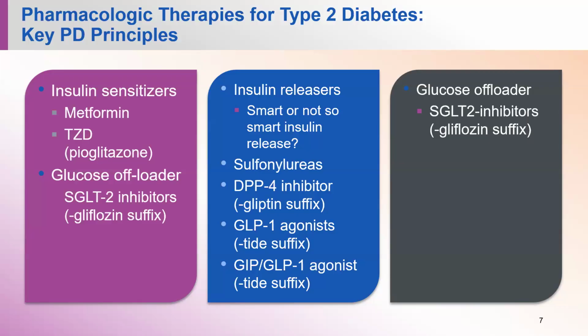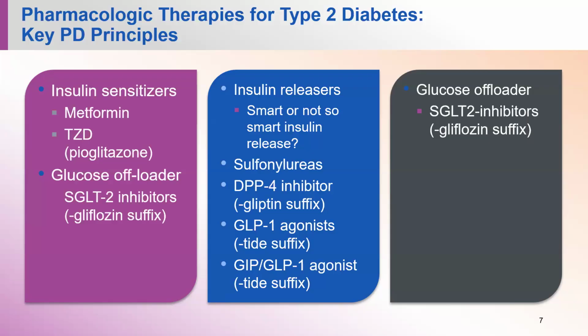So that's a drug like semaglutide, Ozempic. Everybody knows what Ozempic is, and Wegovy. And the GIP, GLP-1 agonists, and to be honest with you, I kind of lump the GIP, GLP-1 agonist and the GLP-1 agonist together into one group. And the GIP, GLP-1 agonist, there's only one in that class right now, and that's the drug tirzepatide or Mounjaro. Again, tide suffix on it.